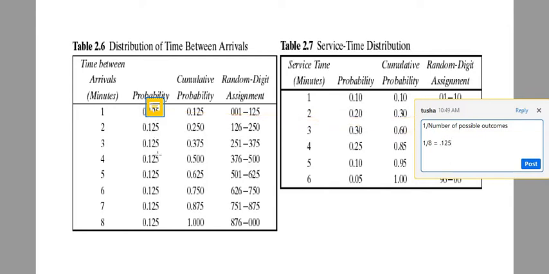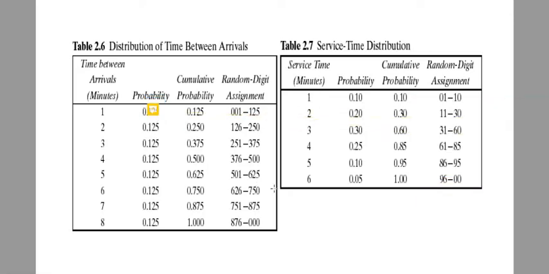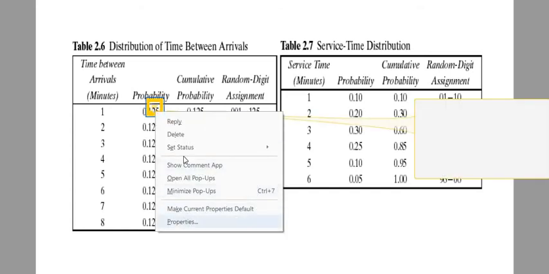So for every customer, the probability will be mutually exclusive. That will be the same probability if it is not given, because in your examination question it is given that time will be varied from 1 to 8 minutes. So that means the number of possible outcomes is 8. So 1 divided by 8, we will get that.